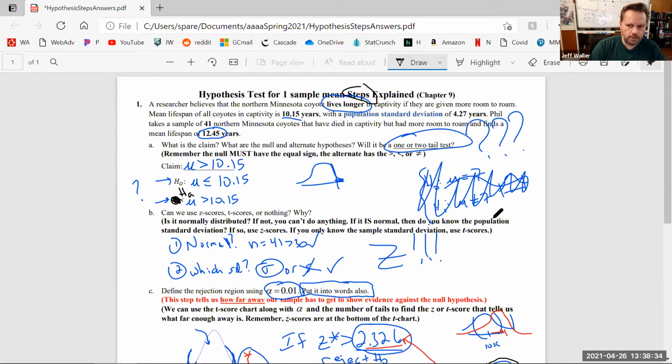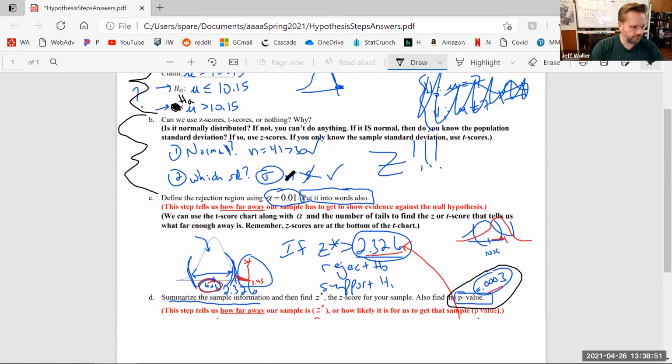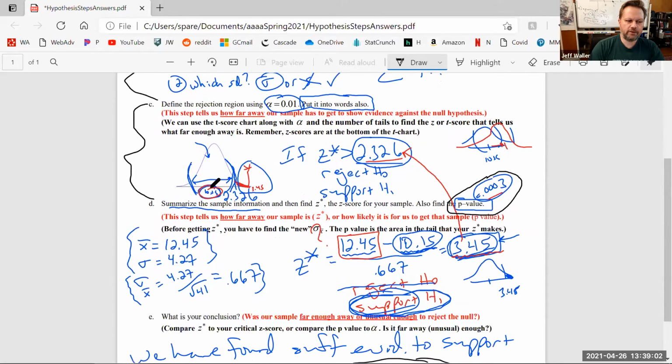Now, like we discussed last time, the 5 steps are basically: what are we talking about? Write the claim down. What can we use to talk about it? Z or T. Where is the evidence? Where does evidence start? What does it take to show evidence? That's part C. I really want this to make sense.